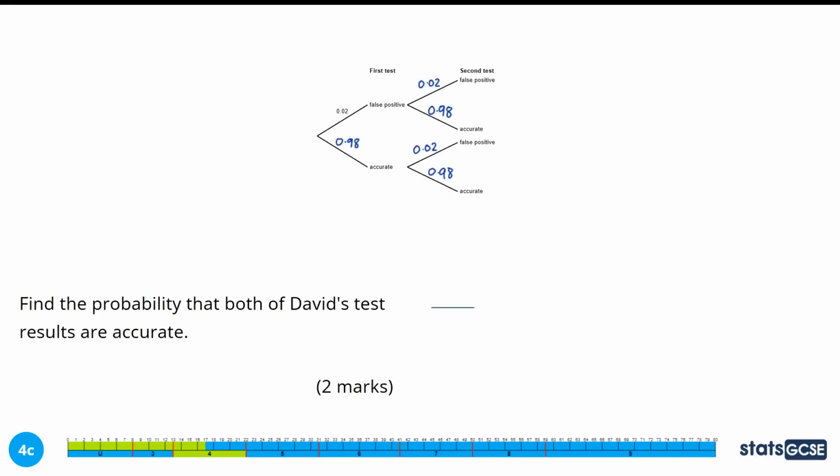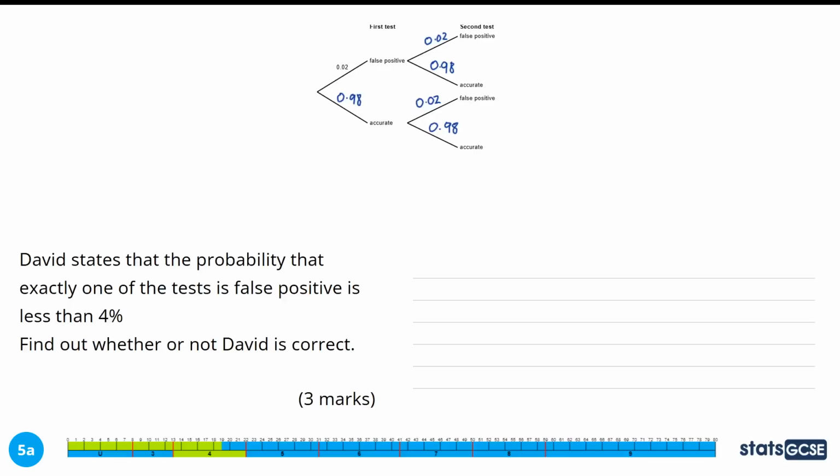Find the probability that both of David's test results are accurate. With a tree diagram, we always start here, and if both of the tests are accurate, we're going to go down here, and then we're going to go down here. And all of the probabilities we collect along the way, what we're going to do is multiply them together. Because in probability, the word and, accurate and accurate, means times. 0.98 times 0.98 is 0.9604.